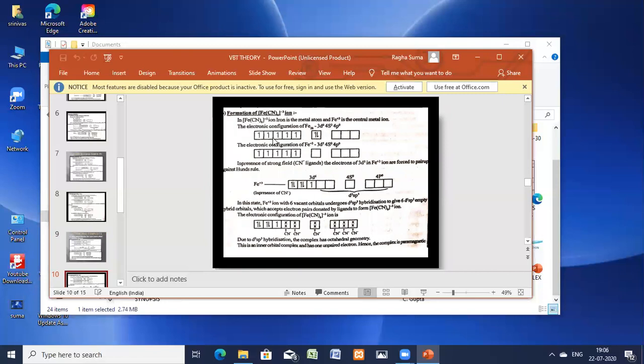Okay, the ground state configuration of the central metal atom, iron. It is d6, 4s2, 4p0. So here you are having d6 configuration. Now, 3 electrons are lost. Here one more electron should be there. There is a printing mistake: 1, 2, 3, 4, 5, and here it is 6. It should be 6 electrons.